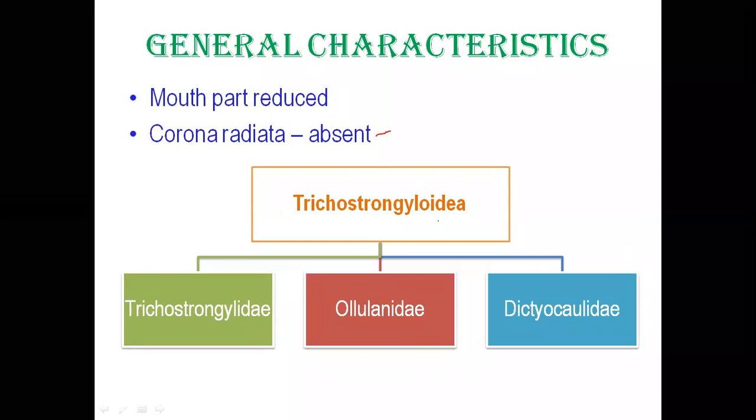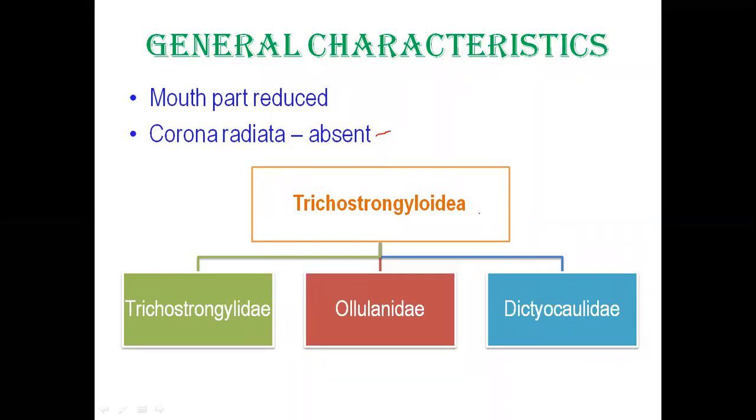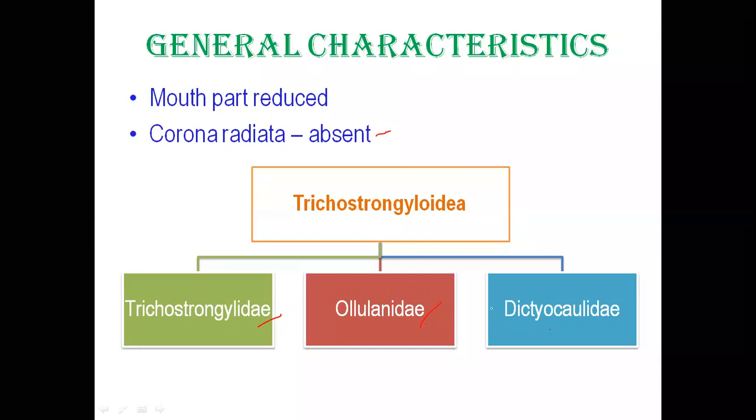Okay, so under the Trichostrongyloidea superfamily, we have three families: Trichostrongylidae, Ollulanidae, and Dictyocaulidae. The parasites under Trichostrongylidae are the ones we are going to stress most. In the course now, they have omitted Ollulanidae, but we will talk about Dictyocaulidae also, which is a lungworm.